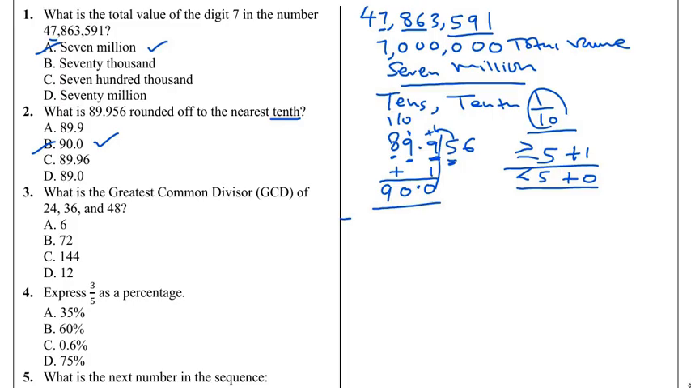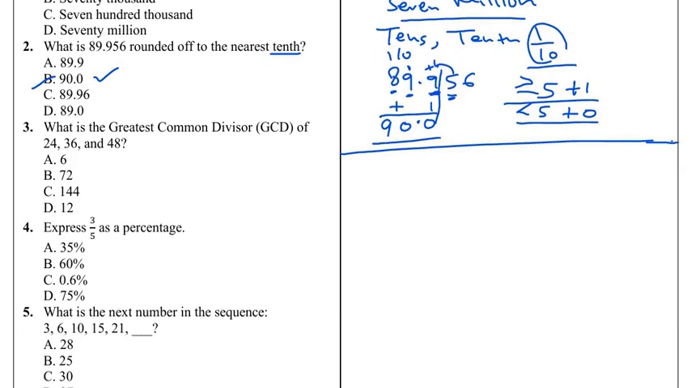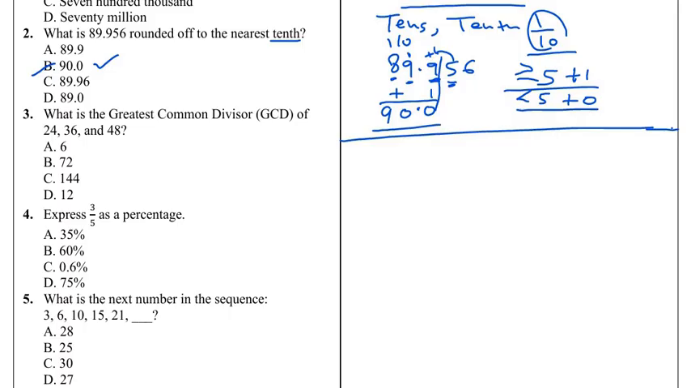Question 3. We are in third question. What is the greatest common divisor of 24, 36, and 48? So this one you are required to get the highest common factor, the divisor. So we write the numbers. We have 24. We have 36. And we have 48.